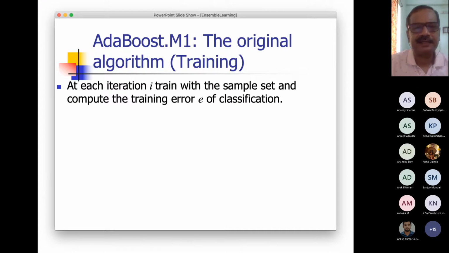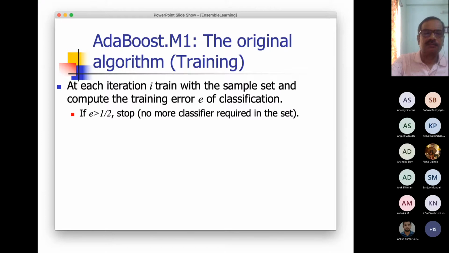Note that at each iteration, we train on the sample set and compute the training error E of classification. It is the error, not the accuracy, just the error of classification: the percentage of samples which are misclassified. If this error is greater than half, then you should stop, which means those samples are too difficult to classify, so we are not going to handle them. Your approach may also have limitations in handling that. So we are stopping it.